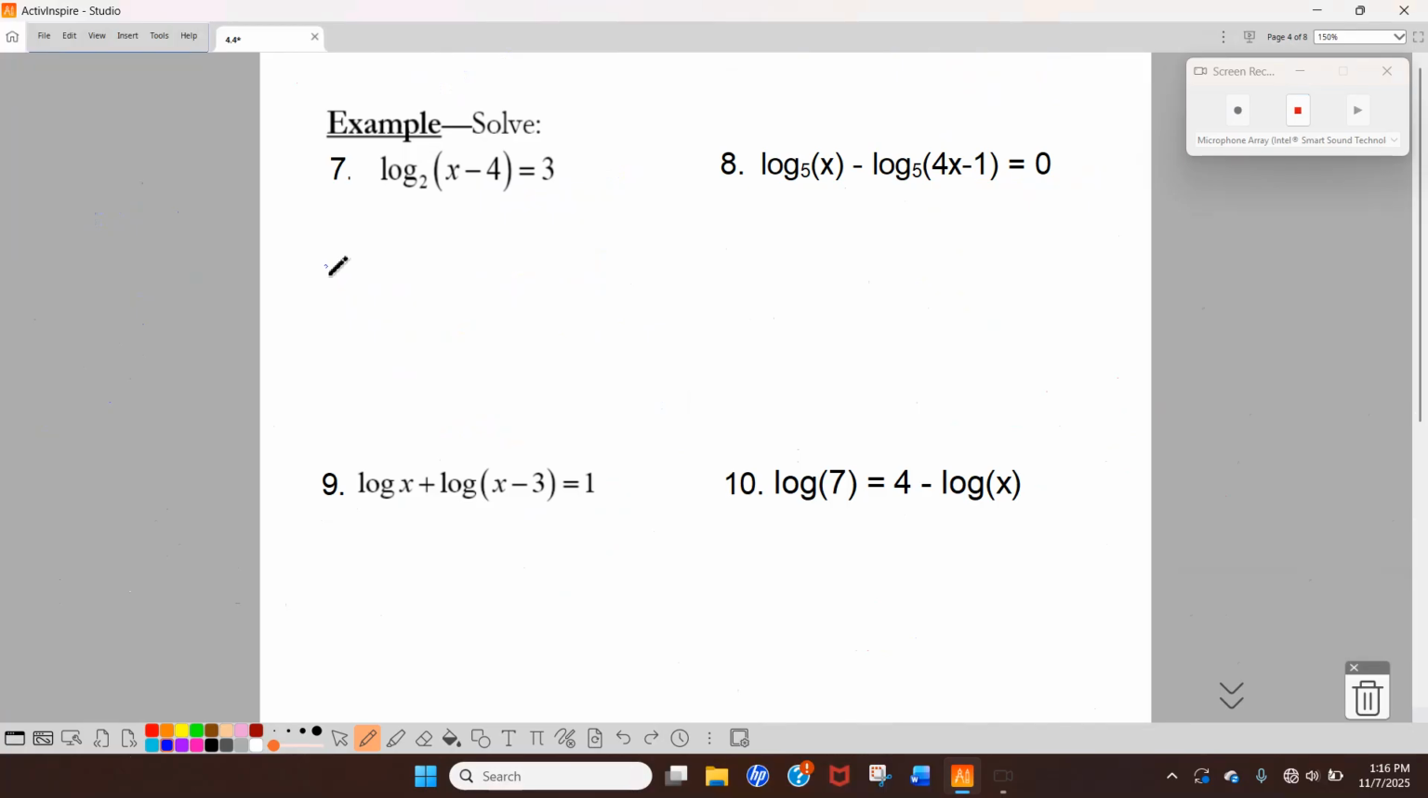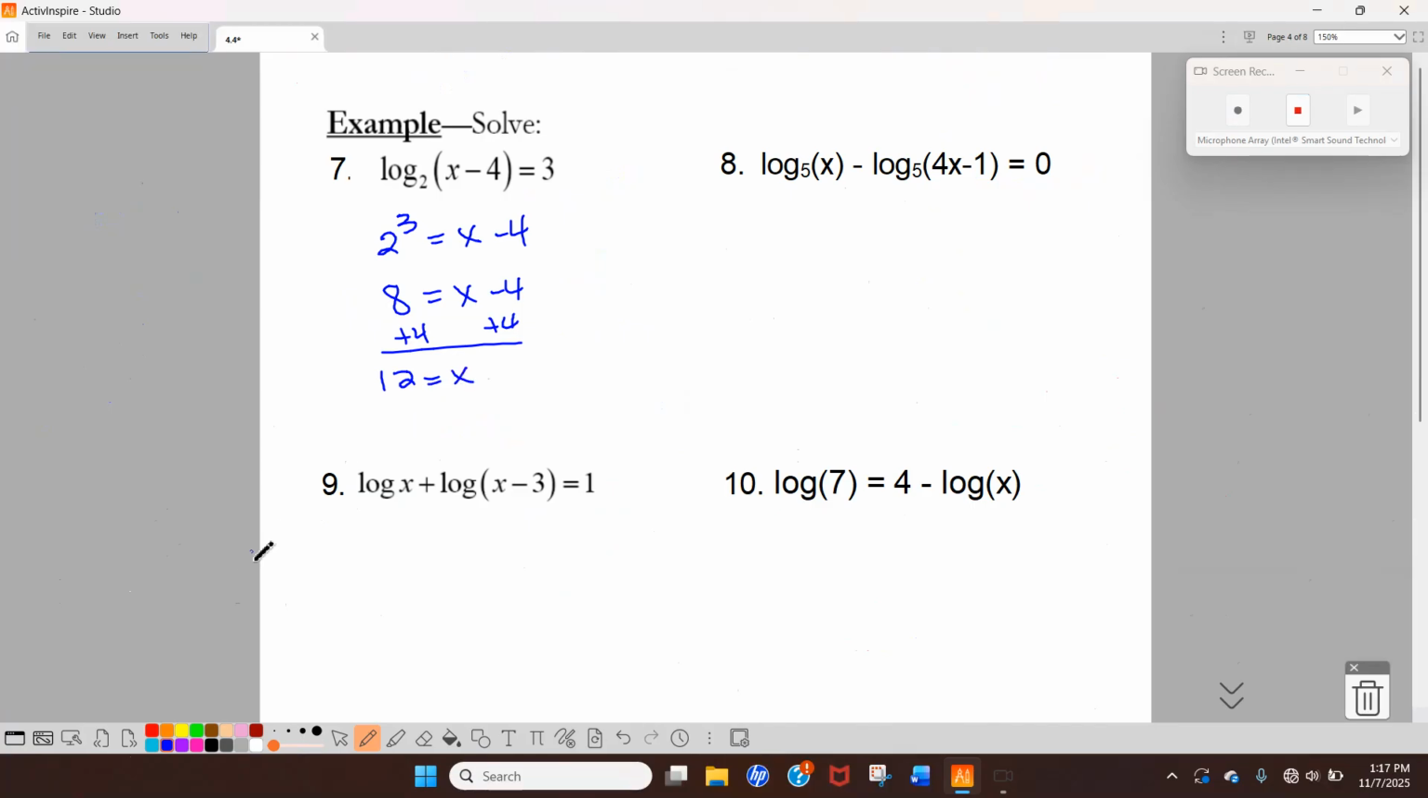All right, so for number 7, you have a single log equal to a number. Those are the easy kind. You're going to use the loop trick, write it in exponential form. So base to the answer equals the guts. So 2 to the third is equal to x minus 4. We know 2 to the third is 8. We add 4 to both sides, and we get that x is 12.